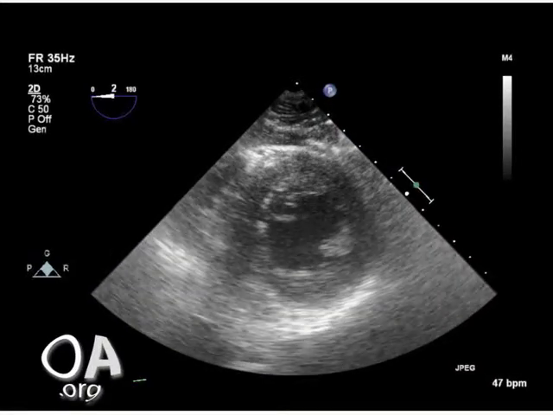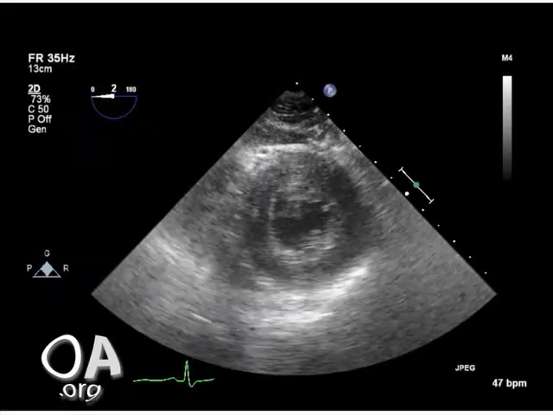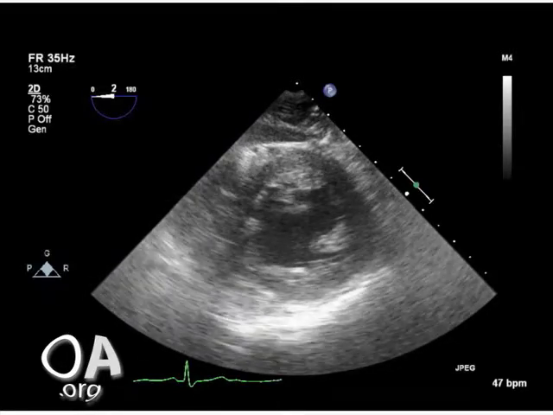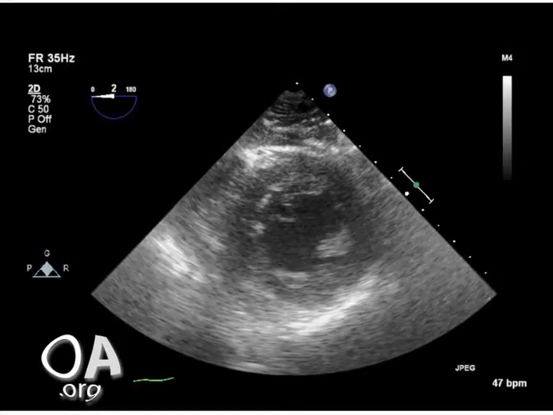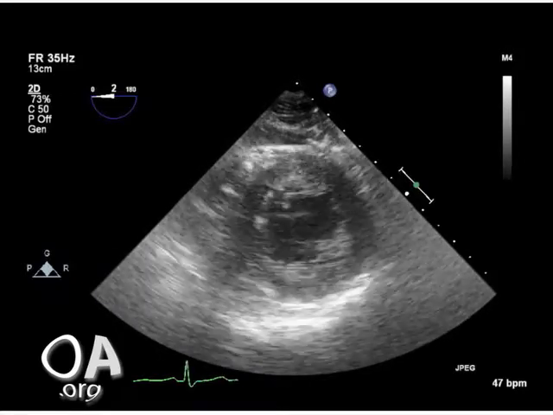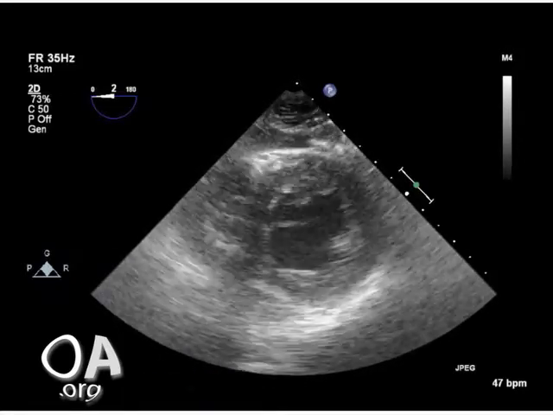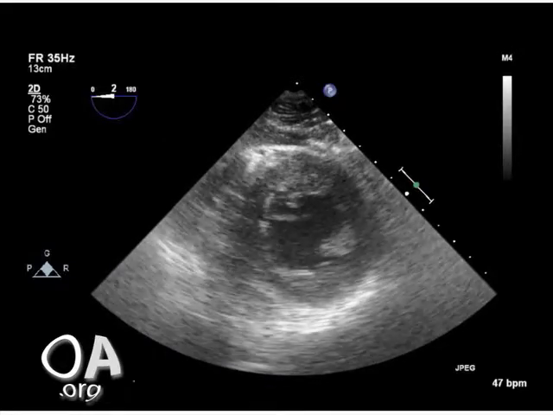This is the transgastric mid-papillary short-axis view, used most commonly to evaluate left ventricular filling as well as left ventricular function. This patient's left ventricle is adequately filled in this preoperative view with normal left ventricular function.